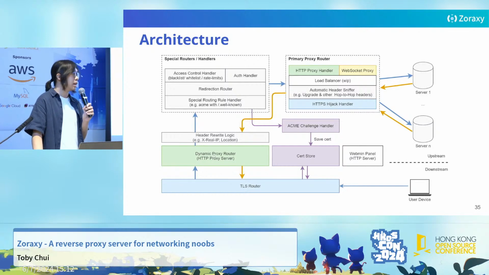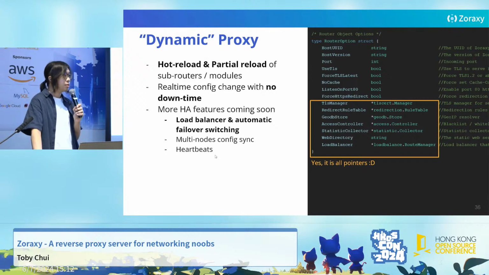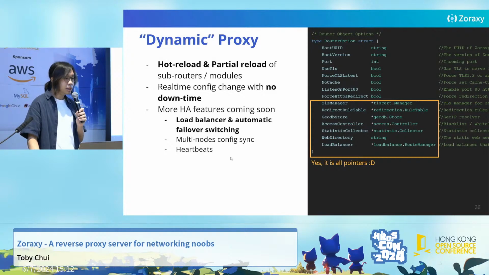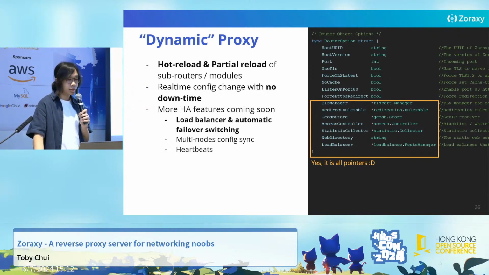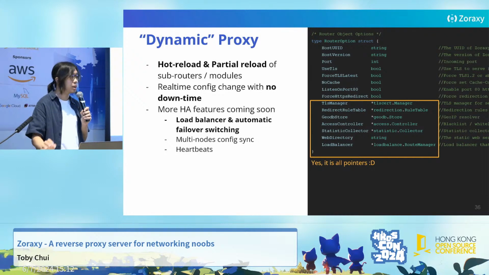So let's come back to here. Why is it called dynamic proxy router? The reason is that we are one of the few projects that allow hot reload and partial reload of some router modules. That means that if you change any configuration in Zoraxy, you can do a hot reload with no downtime. There are also more high availability features coming soon, including load balancing, automatic failover switching, multi-node context sync, heartbeat, etc. But the magic of how we do the hot reloading is the utilizing of pointers of the manager inside the router options right here.